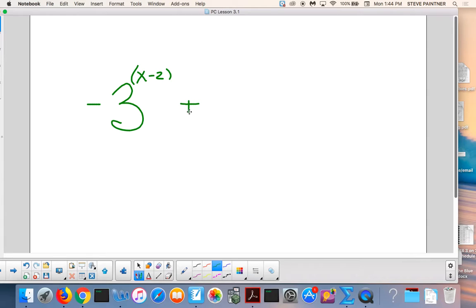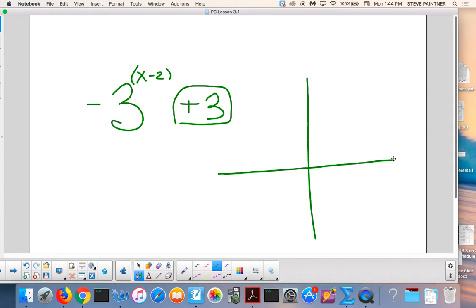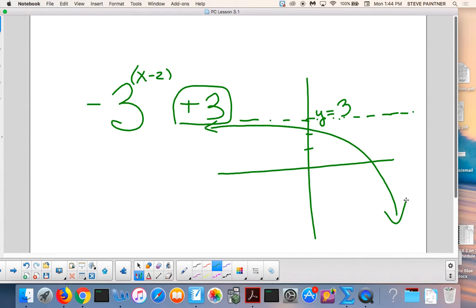So if I said plus 3. You know what that plus 3 did? That plus 3 moved the entire graph where? Up 3. So guys, I'm not going to do this perfectly, but 1, 2, 3. Here is the horizontal asymptote. You would have got the same graph, but your graph would have looked like this instead. Because of what? That plus 3 moves everything up 3. So the horizontal asymptote moves up 3 too.